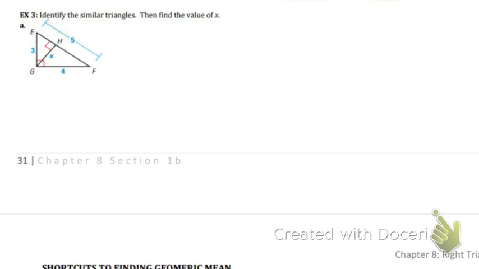So example 3. Example 3 says, identify the similar triangles, then find the value of x. So what I'm going to do is I'm going to draw, I know there's 3 similar triangles. So I'm going to draw 3 triangles that look the exact same but are in descending order of size. So something like this. And then that's a little bit smaller. Not terribly important. We don't draw it perfectly to scale.